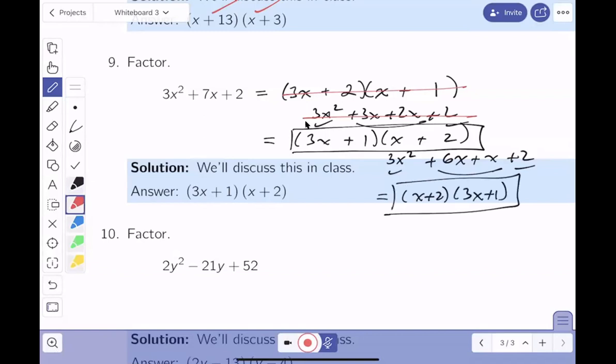So let's take a look at it. Did I get the 3x plus 1? Yes. Did I get the x plus 2? Yes. It worked out beautifully. All right. We are not trying to trick you, though. We're trying to get you to look for certain things.